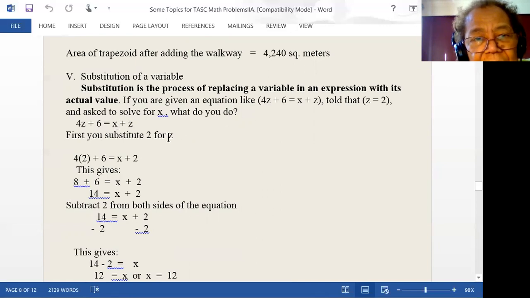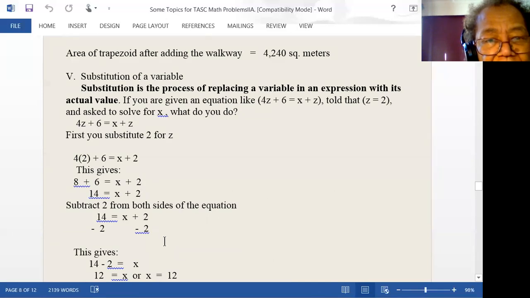That means wherever we have a z, we want to put a 2. So 4z becomes 4 times 2. X plus z becomes x plus 2, because for z, we put the 2. Now, 4 times 2 is 8. 8 plus 6 is 14. So we have 14 equals x plus 2.